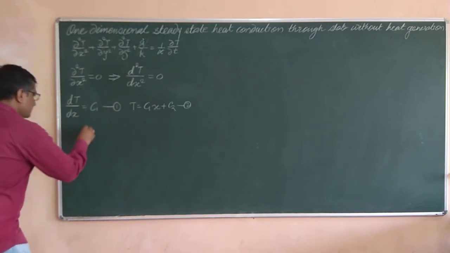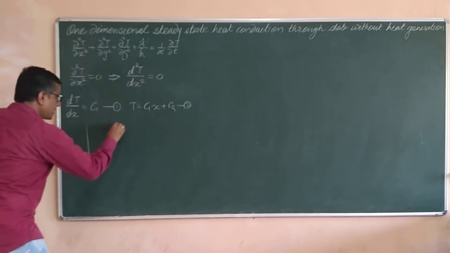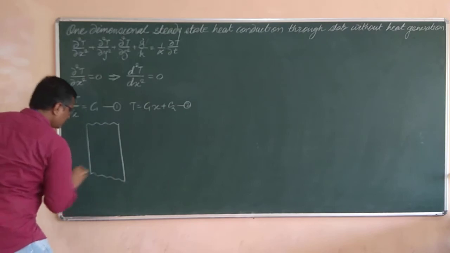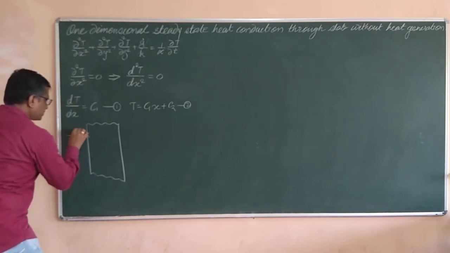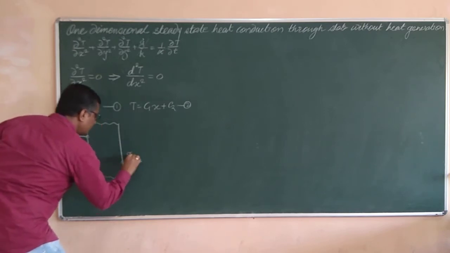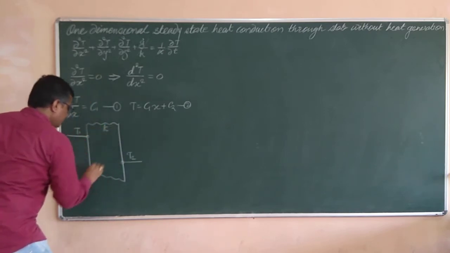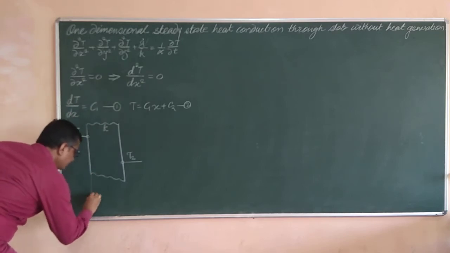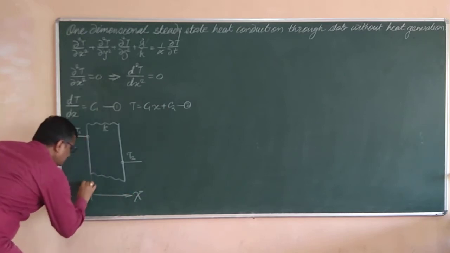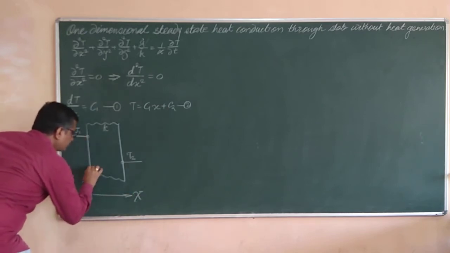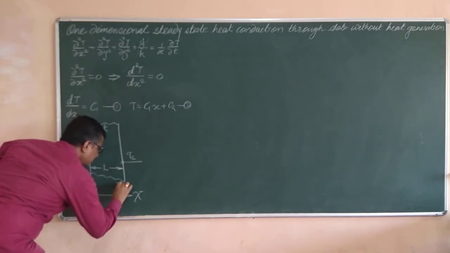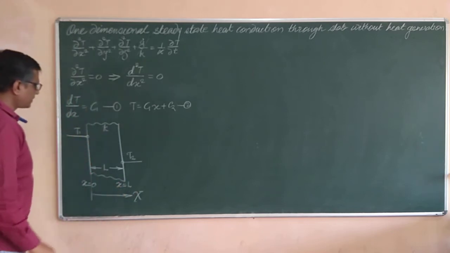And the figure is, an infinite slab means there is a slab over here. The temperature at this end of the slab is T1, the temperature at this end of the slab is T2, the thermal conductivity is K, and the x coordinate is measured in this direction. This is the x axis, x is equal to 0 here, the width of this slab is capital L, and I will say x is equal to L over here, right?